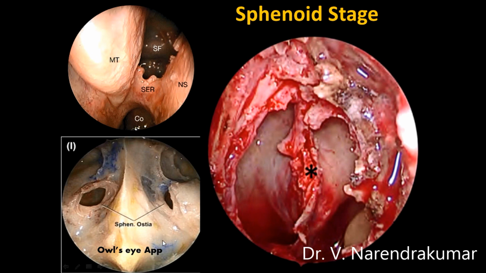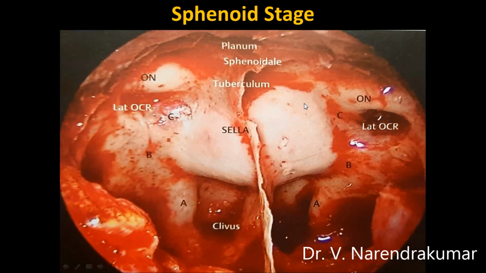This is the rostrum of the sphenoid, which can be removed using a diamond drill or a mallet and chisel. Chiseling it out, you'll get a picture of both sides of the sphenoid sinus. This is the sinus septation, which can be one or many, and has to be drilled out to get a picture like this. The posterior wall of the sphenoid sinus has a good exposure like this.